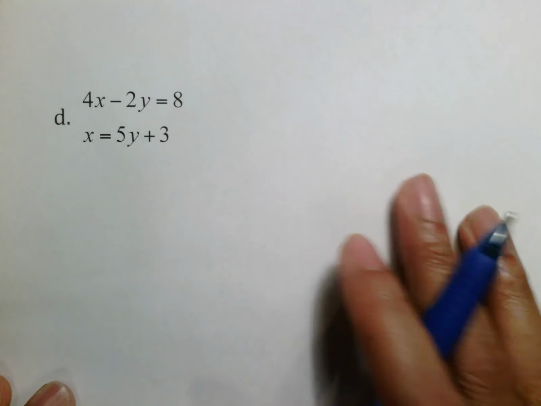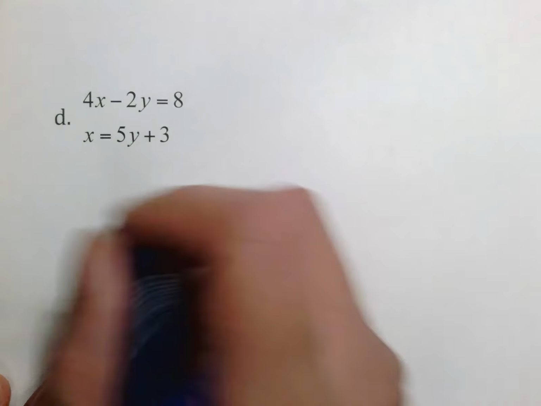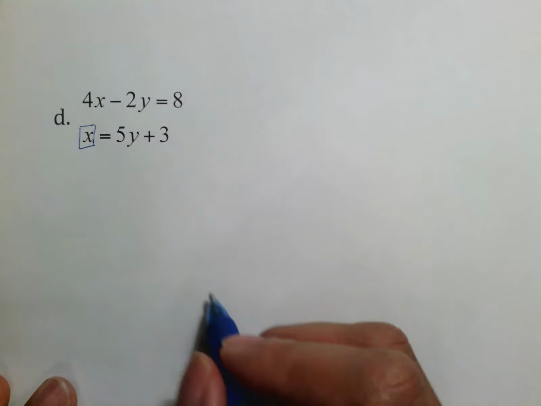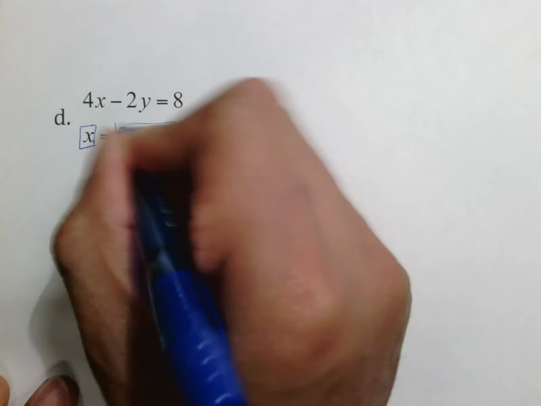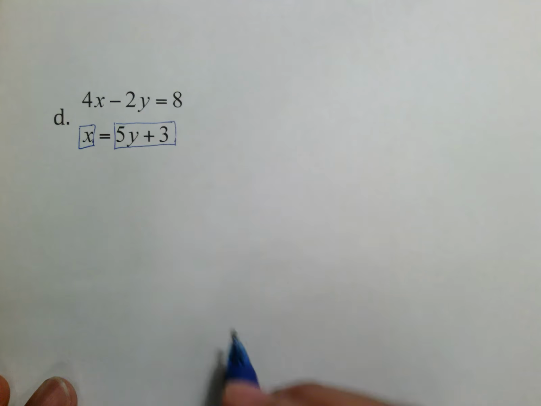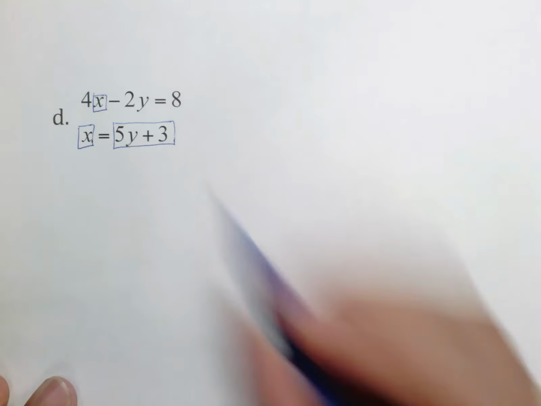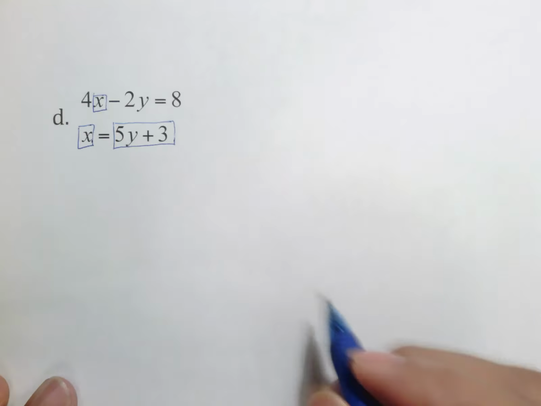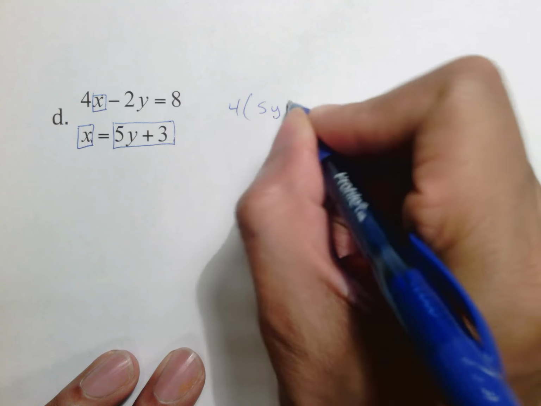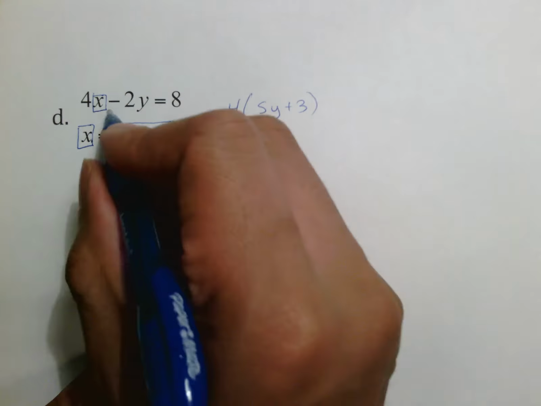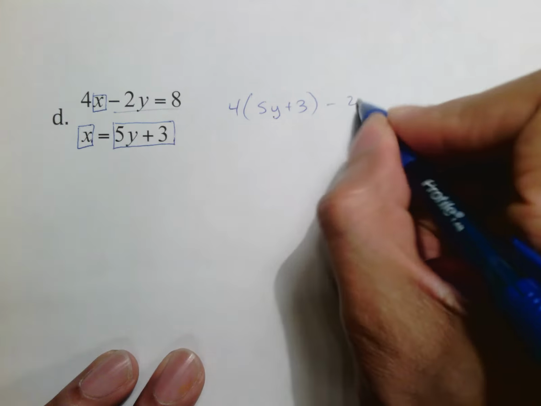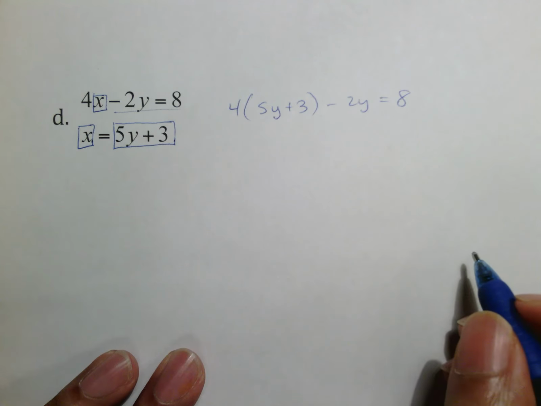And the last example that we'll look at before we go to our lesson credit, x is all by itself here. 5y plus 3 is what x is equal to. This x means I need to put that x also in the box. 4 is what's in front of the box. x gets swapped out for 5y plus 3. Everything behind is minus 2y equals 8.